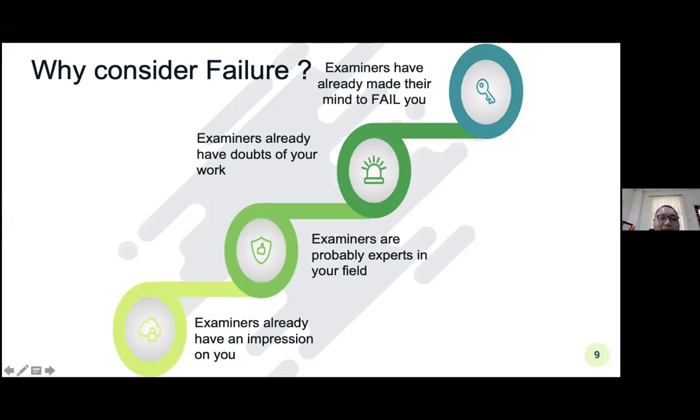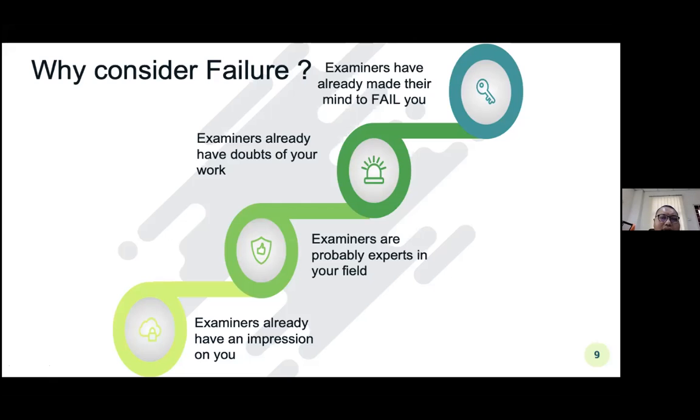The first thing is that examiners already have an impression of you. You need to understand that in the Viva you are dealing with humans. Your examiner is a human, and humans have feelings and impressions. That's why I always tell my students that when you submit your thesis, make sure your thesis is in a very, very proper manner.